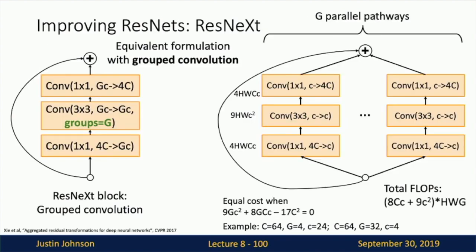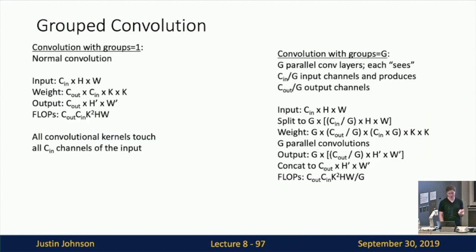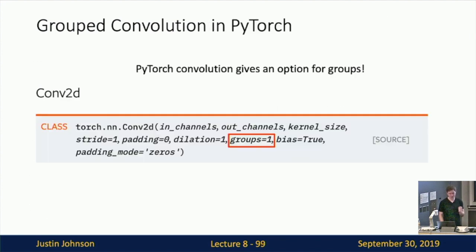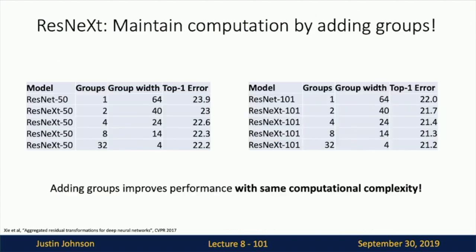It turns out that there's an operation in convolution called grouped convolution that lets us implement this idea of parallel pathways. I don't have time to talk about the specifics here. But the idea is that we've modified our design to effectively have multiple parallel pathways, which gives us another axis on which we can modify our network.